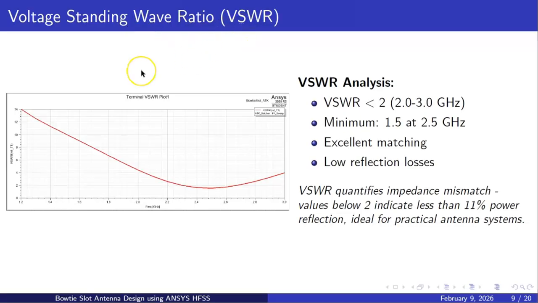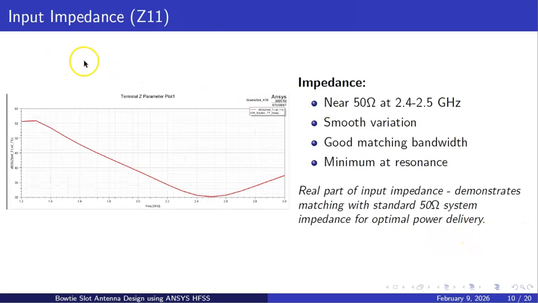VSWR or voltage standing wave ratio quantifies impedance mismatch. Our antenna maintains VSWR below 2 from 2 to 3 GHz with a minimum value of 1.5 at 2.5 GHz. Values below 2 indicate less than 11% power reflection, which is ideal for practical antenna systems. The input impedance plot shows the real part approaching 50 ohms around 2.4 to 2.5 GHz, our target operating frequency. The smooth impedance variation demonstrates matching with the standard 50 ohm system impedance for optimal power delivery across the frequency band.